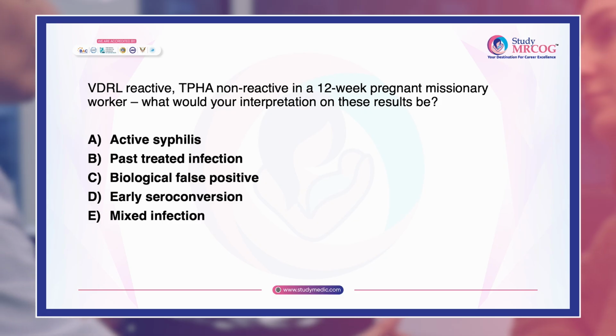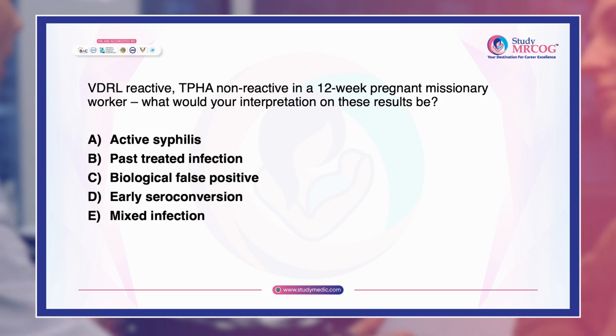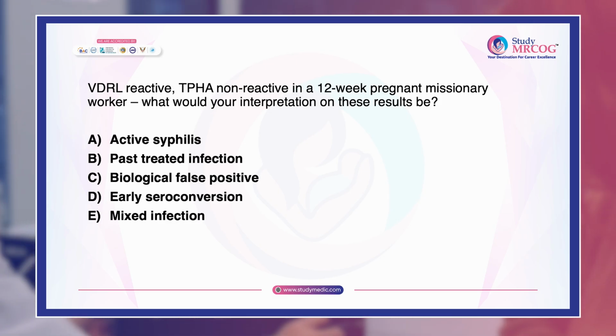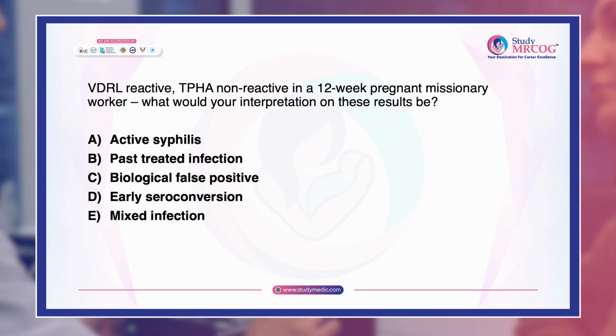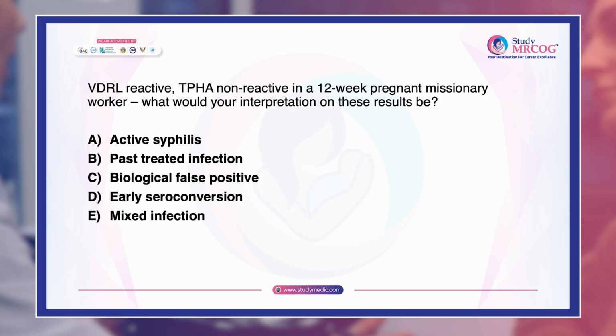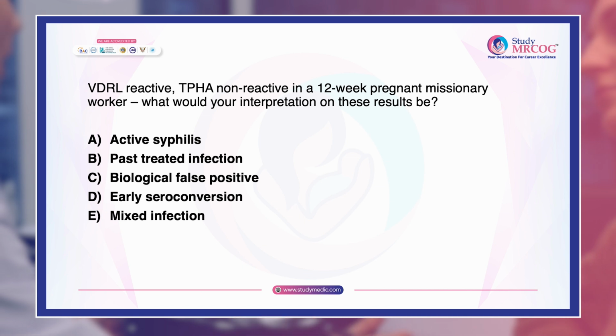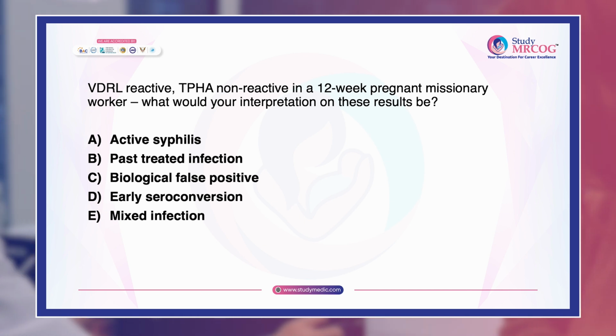So here goes. There's a 12-week pregnant missionary worker, and she has come to you, and the tests you've done show the VDRL is reactive and the TPHA is non-reactive. How would you interpret these results? A, active syphilis, B, past treated infection, C, biological false positive, D, early seroconversion, or E, a mixed infection? So what do you think this would be?